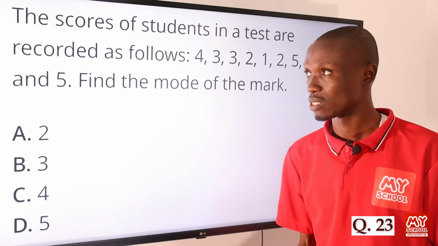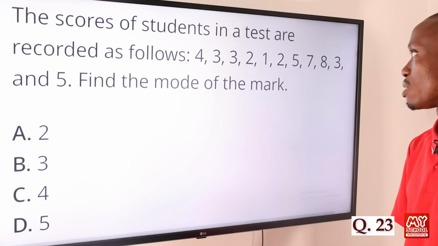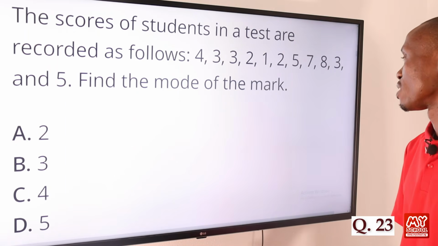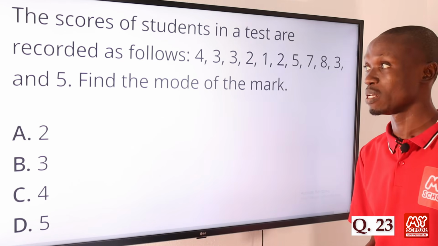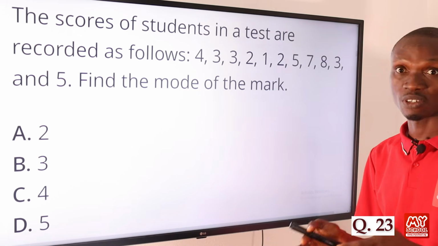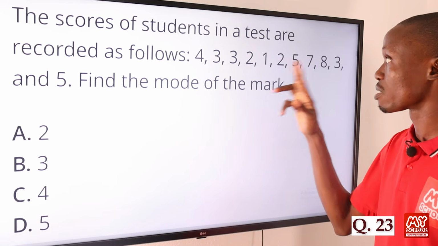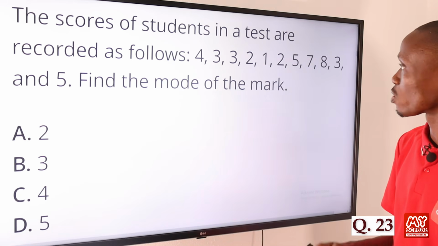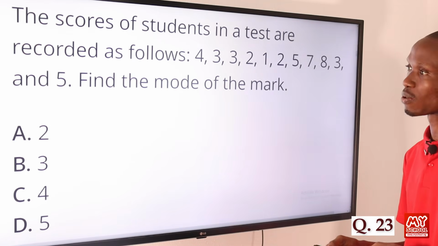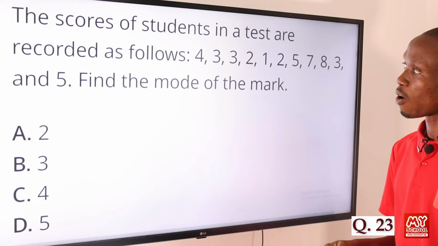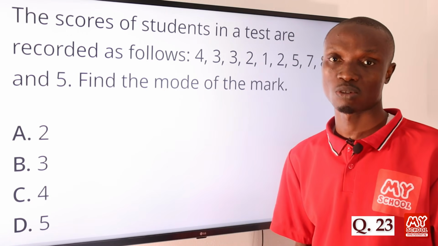156,250. Question 23. The scores of students in a test are recorded as follows: 4, 3, 3, 2, 1, 2, 5, 7, 8, 3, and 5. Find the mode of the mark. So mode simply means the data that occurs most in a given data set, right? So if we check very well, the number of 3s, we have about 3 occur thrice, okay, 4 occur just once, 2 occur twice, 5 occur twice, 7 occur once, okay? So the mode of the mark is equal to 3. So that makes option B the correct answer to this question.